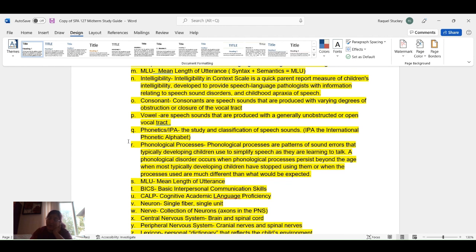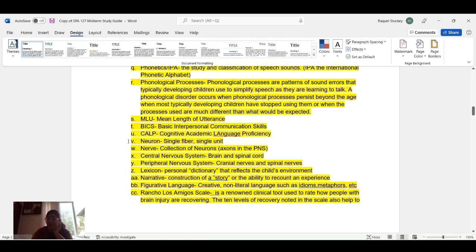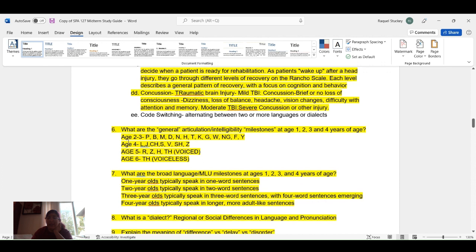Ability to tell a story, written or oral: narrative. Making it more linguistically complete: expansion. Add to the root of the production. Extension: creating non-literal language such as idioms, metaphors, etc. Figurative speech. General articulation.